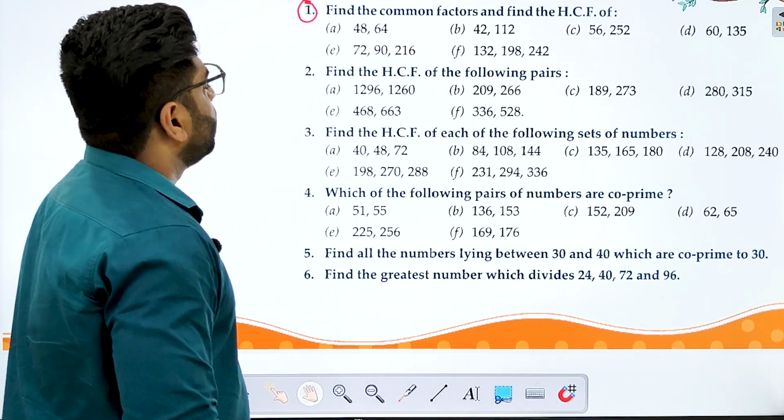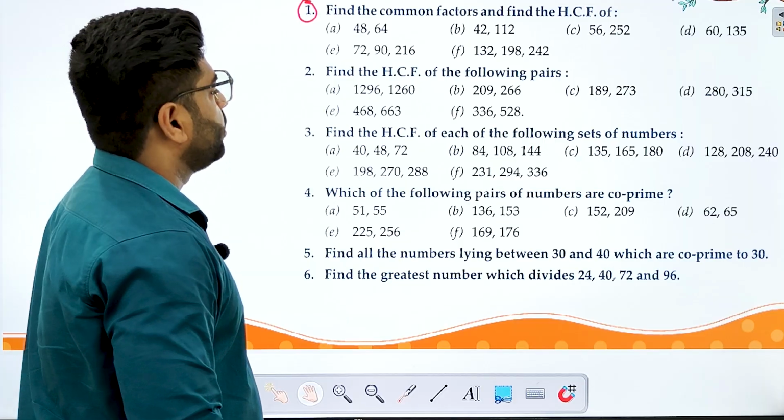Okay, now we have to find the HCF of the following pairs.